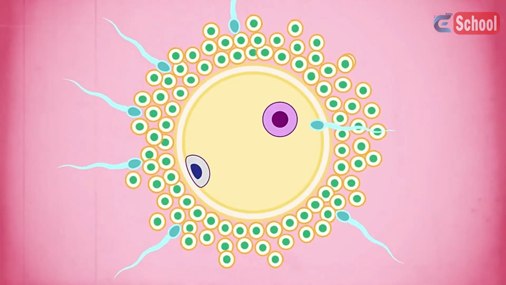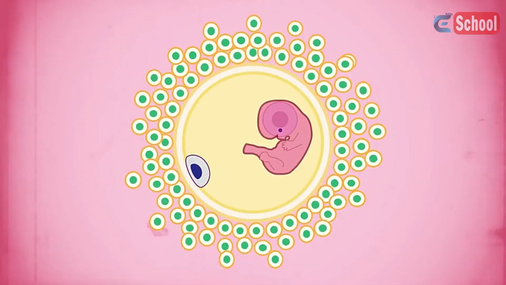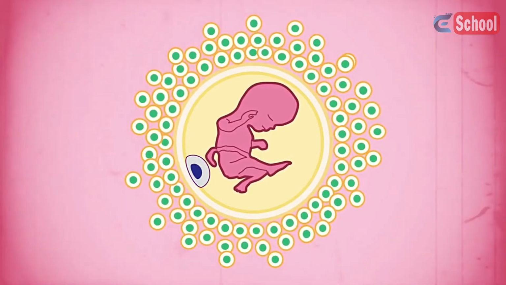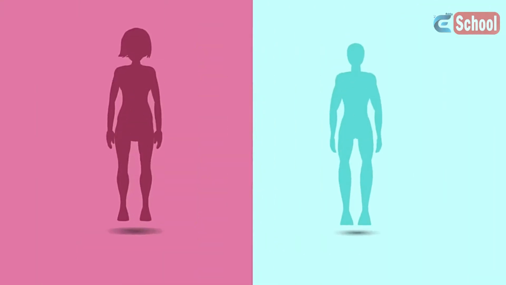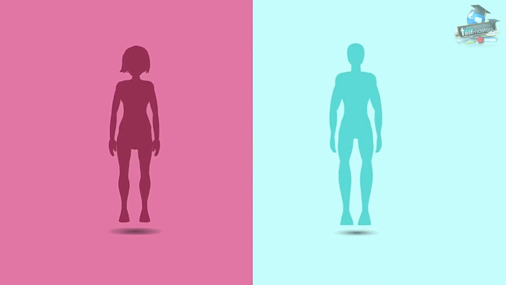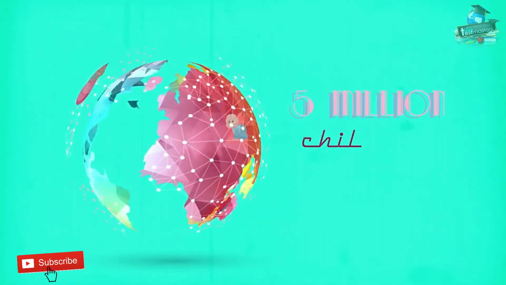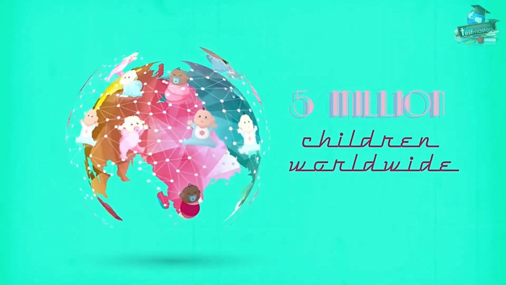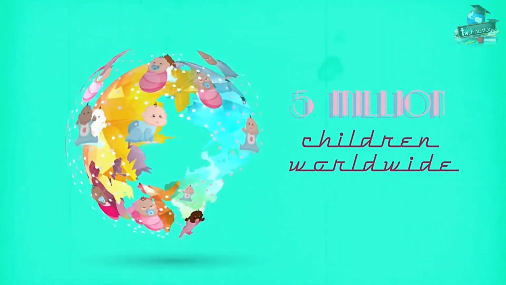Most babies are conceived by a sperm fertilizing an egg and the fetus growing inside the mother's uterus. But sometimes this is not possible. One or both parents might have fertility problems. For lots of different reasons, some parents are unable to have children. In fact, there are 5 million children worldwide born to parents who either couldn't or had difficulty producing babies.